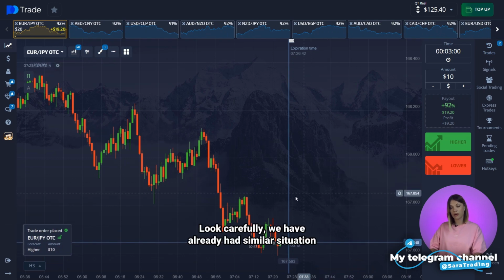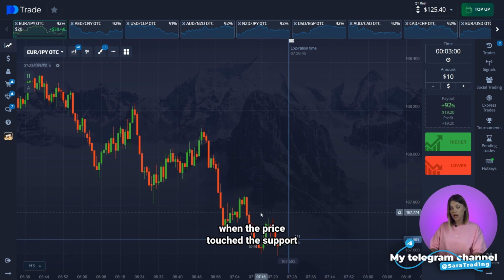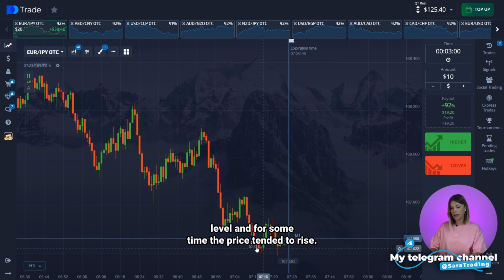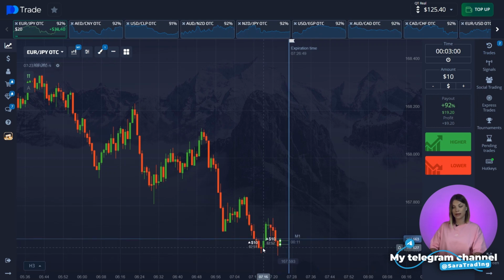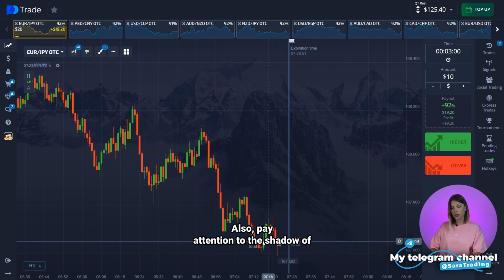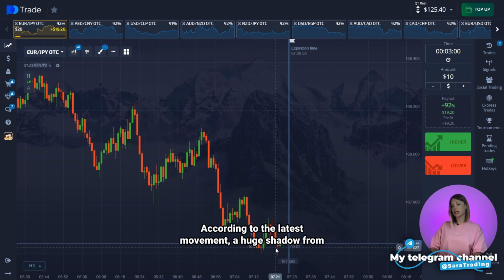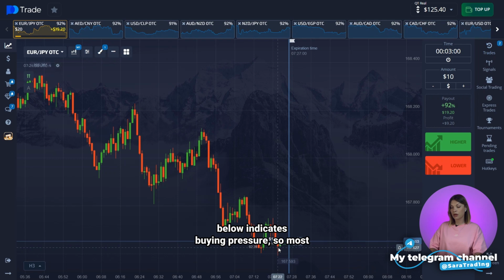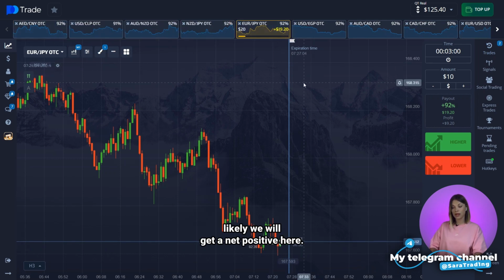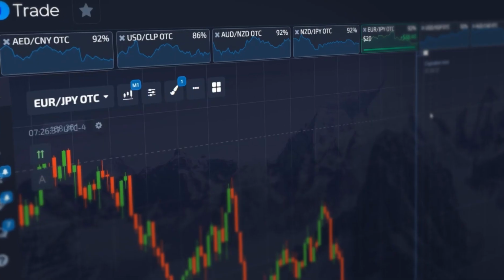Look carefully, we have already had a similar situation when the price touched the support level, and for some time the price tended to rise. Also, pay attention to the shadows of the candles that are on this chart. According to the latest movement, a huge shadow from below indicates buying pressure, so most likely we will get a net positive here. We are waiting for the result.